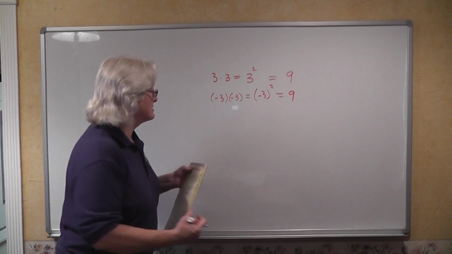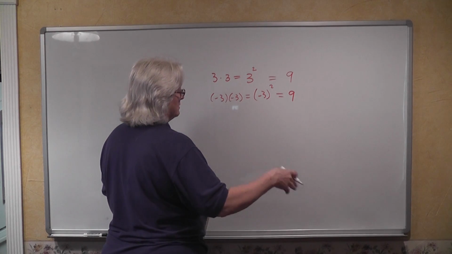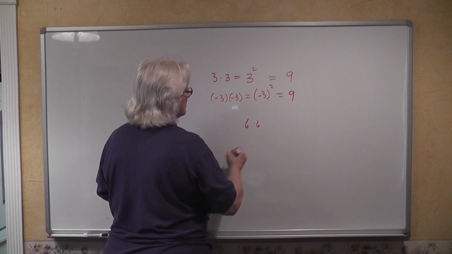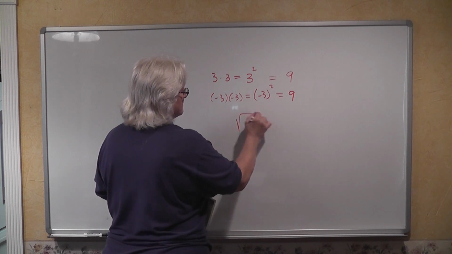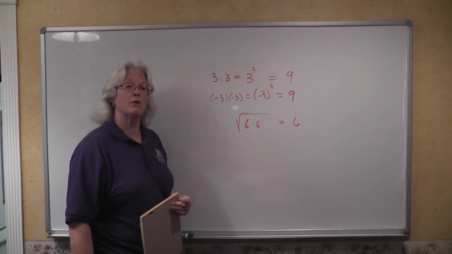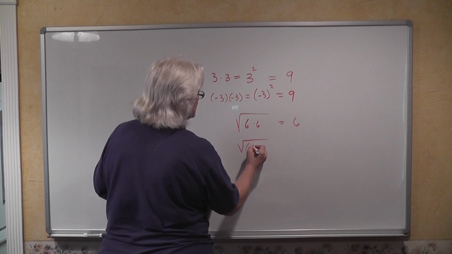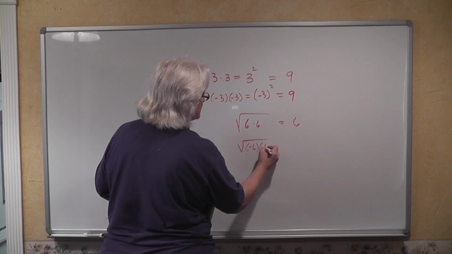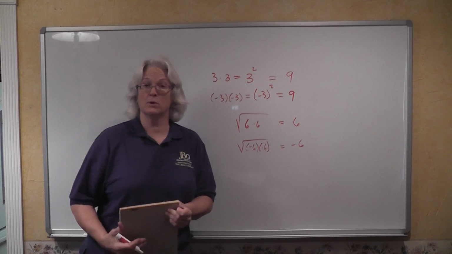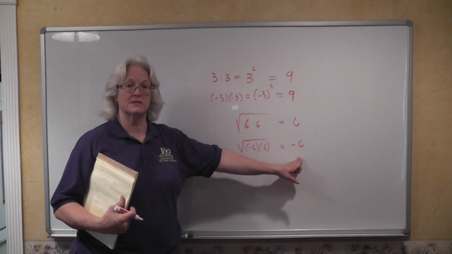We just did 36, and we said, well, it's not 1 times 36, 2 times 18, 3 times 12, 4 times 9, but it's 6 times 6. So we said that the square root of 6 times 6 was 6, but you could also have done that as negative 6 times a negative 6, which would make you think that the square root of 36 could also be negative 6.